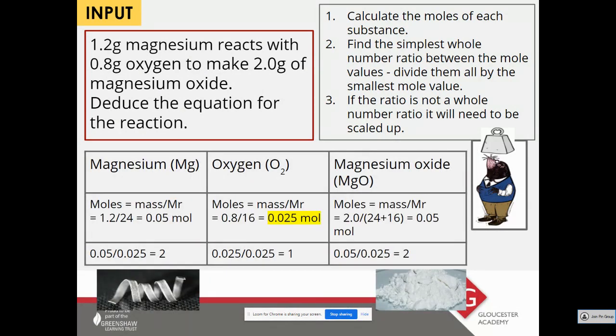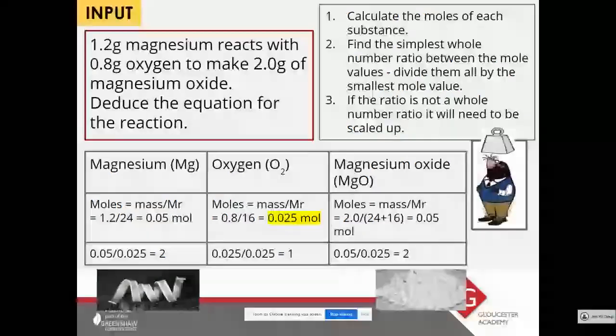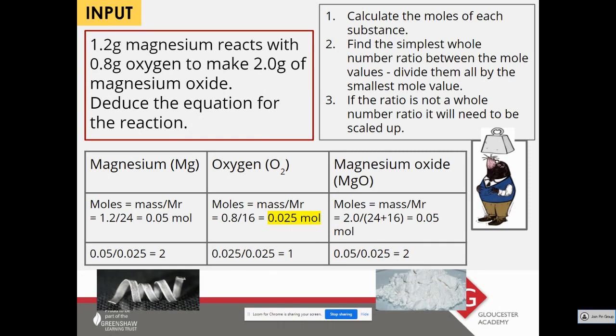Here is another way of presenting it, which fits a bit more simply onto my page. Everything that we've just done is on there. I've highlighted 0.025 moles in yellow because it's the smallest value. So if I divide by that, I get 1. I would recommend that you have that example in your book, because we're going to have a go at another one.